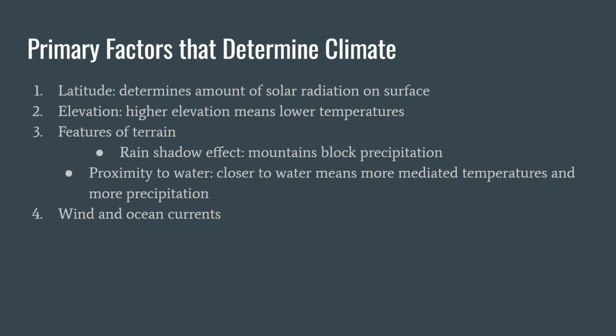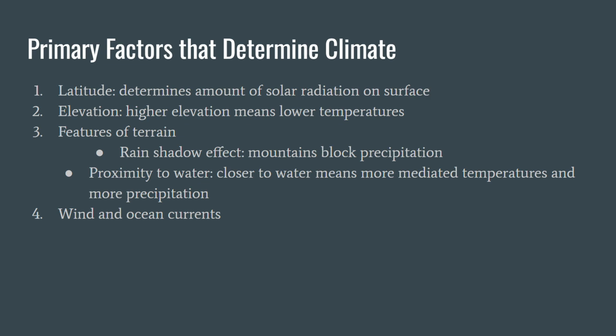So now we'll take a look at these 4 factors, and you can see if you've predicted them as written here. The first factor is latitude, and that determines the amount of solar radiation on the surface of the Earth. And we know that the poles have less solar radiation, so these places have colder climates. Secondly is elevation. Higher elevation means lower temperatures, and you probably notice this if you climb up a hill or mountain and the temperature up there is colder than below.